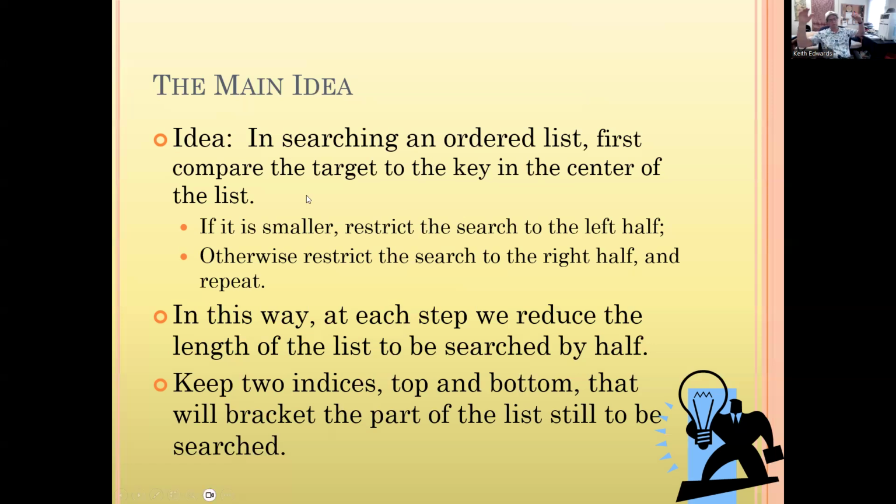So, we might start out between 0 and 1,000. We're looking for page 375. So we would restrict our search to the first half of the book between 0 and 500. Then we would look at page 250. That's too small, so look between 250 and 500. The next one would be the midpoint there, which would be 375, and we've found it.